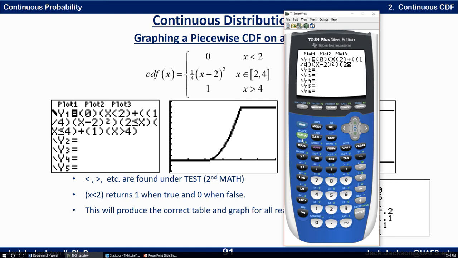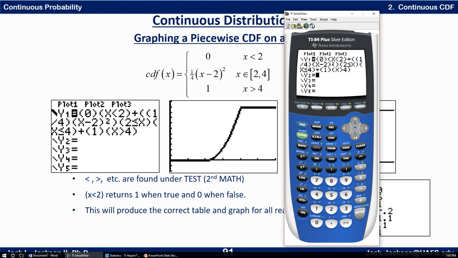2, test, less than or equal to is 6, less than or equal to x, close parentheses, open parentheses, x less than or equal to 4. Test again, 6. Close. Plus, in parentheses 1, close parentheses, parentheses open again, x greater than 4, under Test number 3, greater than, and then 4.